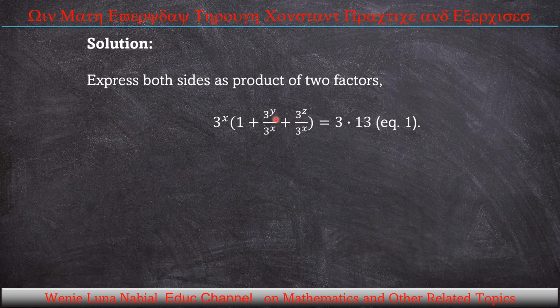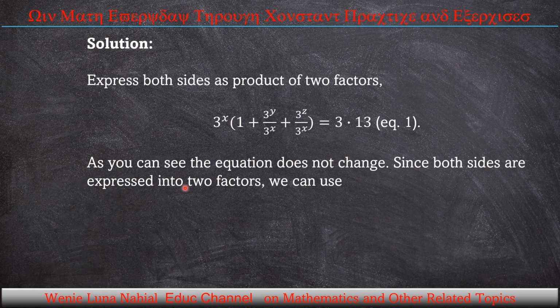So what remains is 3 raised to y. This one is multiplied to this term inside the quantity, so you have to cancel 3 raised to x. What remains is 3 raised to z. So that goes to show that there's nothing being changed at the left side. We just take this 3 raised to x outside the quantity to be able to express the left side into a product of two factors. Then the right side, 39, is written as 3 times 13. So this serves as our equation 1.